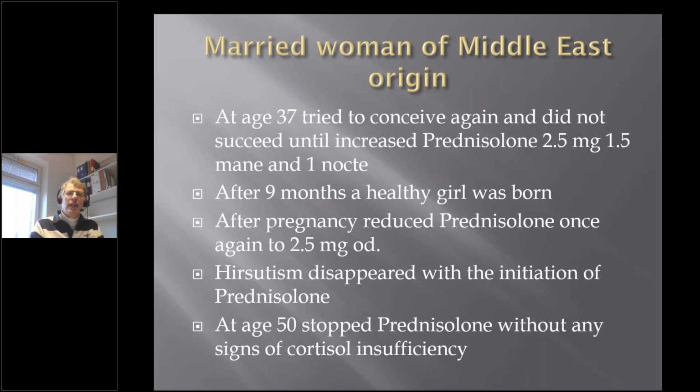A few years later, she tried to conceive again and was unsuccessful until the prednisolone was increased once more, and a healthy girl was born. And after the pregnancy, once more, the prednisolone was reduced to 2.5 milligrams once daily. Her hirsutism totally disappeared when she was on prednisolone, and at age 50 she stopped prednisolone altogether, and there was no sign of cortisol insufficiency, and she has now not been on prednisolone for some years.